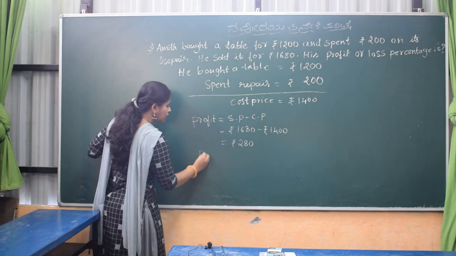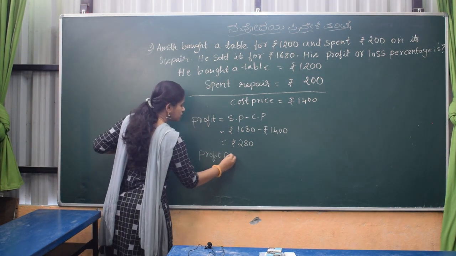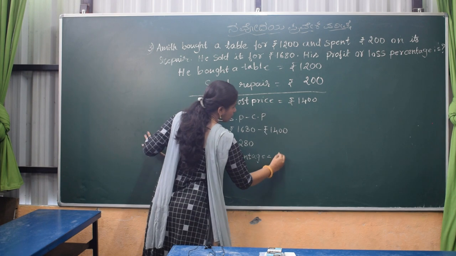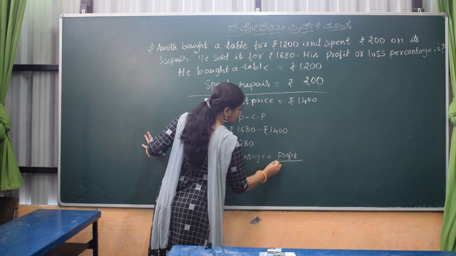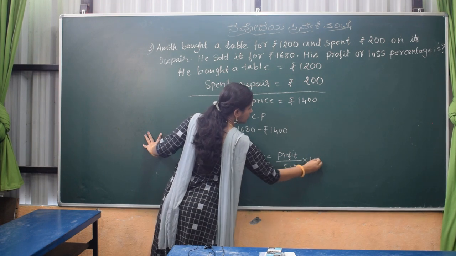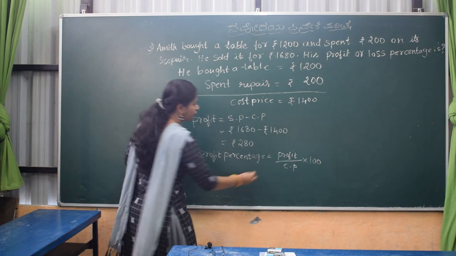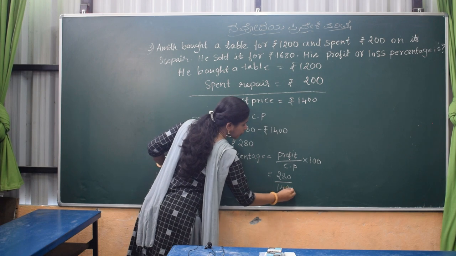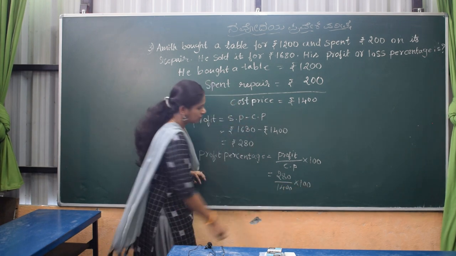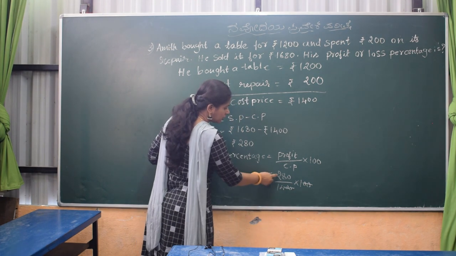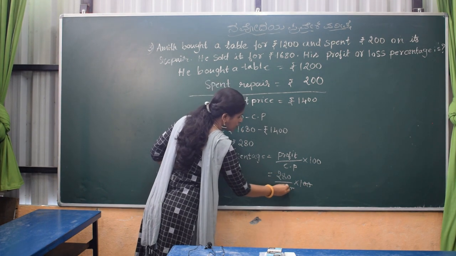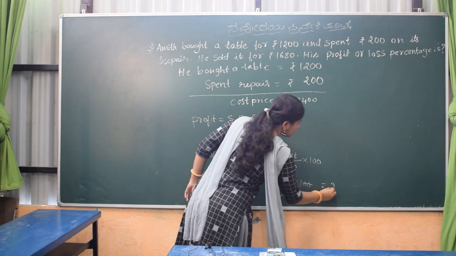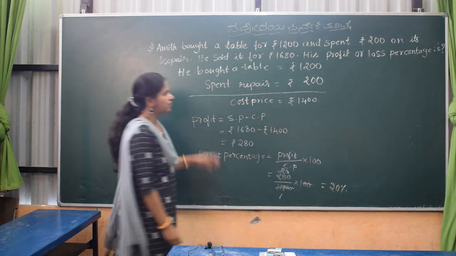So profit percentage formula, profit percentage is equal to profit divided by CP into 100. So profit Rs. 280. So 280 divided by CP 1400 into 100. So zeros cancel aayitu. Now 280 by 14. 14 ones are 14, 14 twos are 28. So answer bandu 20%.